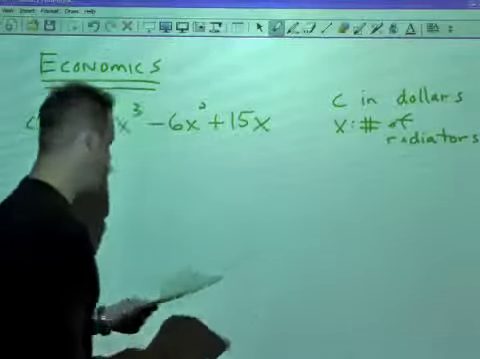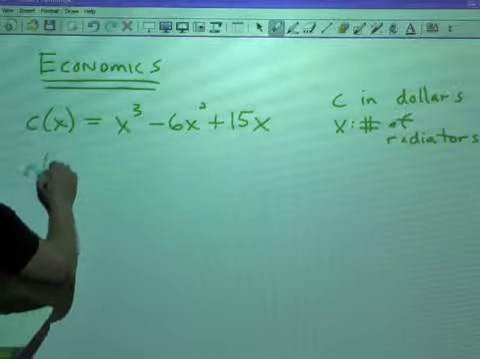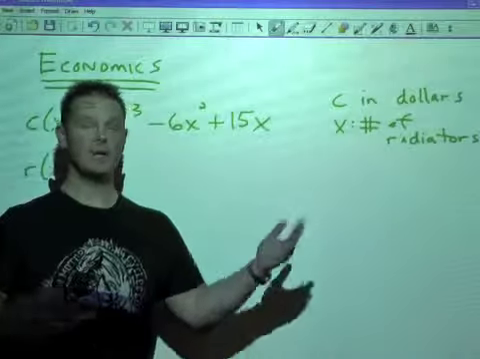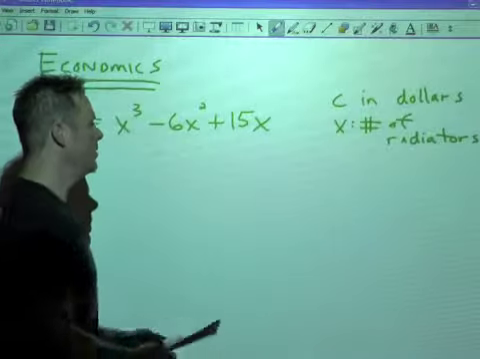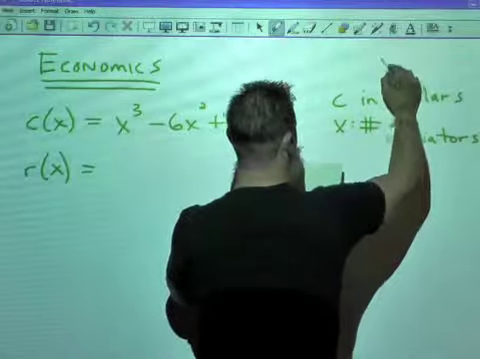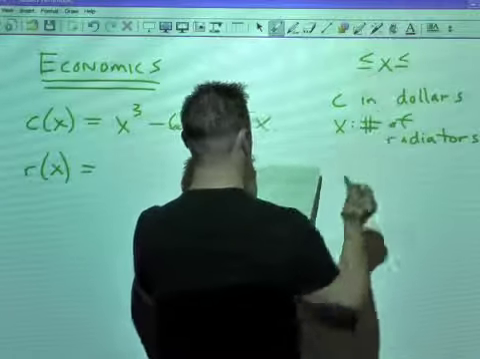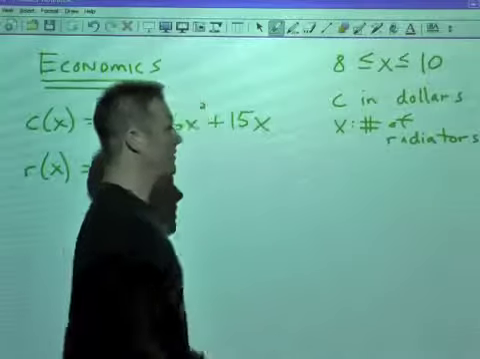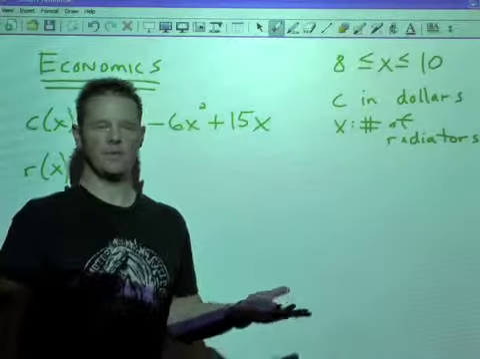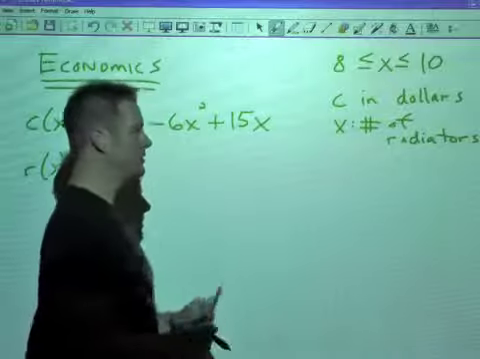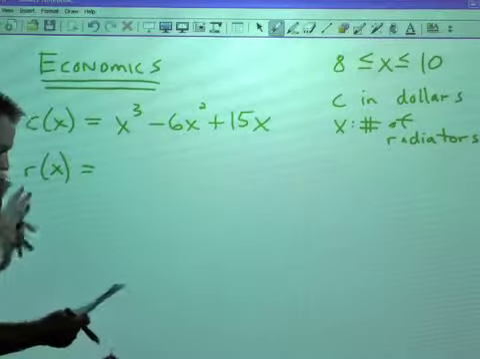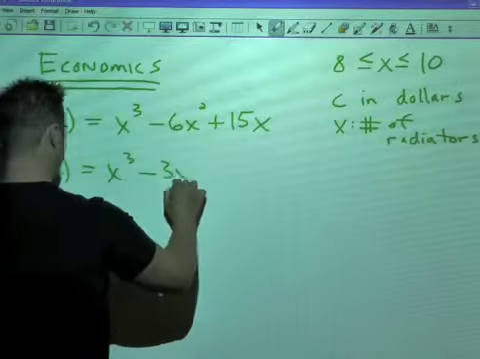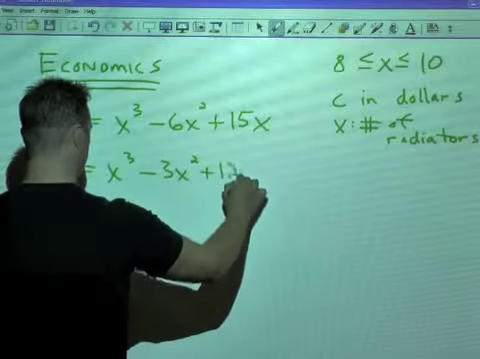Okay. Now let's say we also have a revenue function. Now remember, cost means that's how much it costs the company to make that many radiators. So remember, we also said that X is going to be between, we have a restricted domain here, between 8 and 10. So the function actually is only valid for 8, 9, and 10. Since we're not going to consider partial radiators. Okay, and let's say we also have a revenue function. A revenue is x cubed minus 3x squared plus 12x.